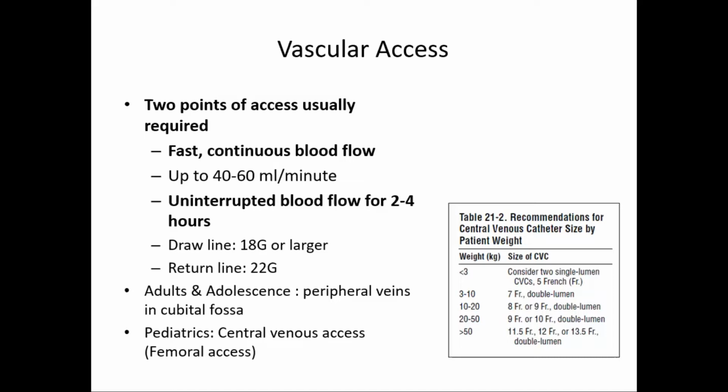Some centers avoid central venous access for adults and use peripheral veins. If you're using a peripheral line directly, in the draw line we prefer an 18 gauge needle or larger, that is 18 or lower, and for a return line we require a minimum of 22 gauge. For adults we prefer veins in the cubital fossa. But at our center, even for adults, we use a femoral access.